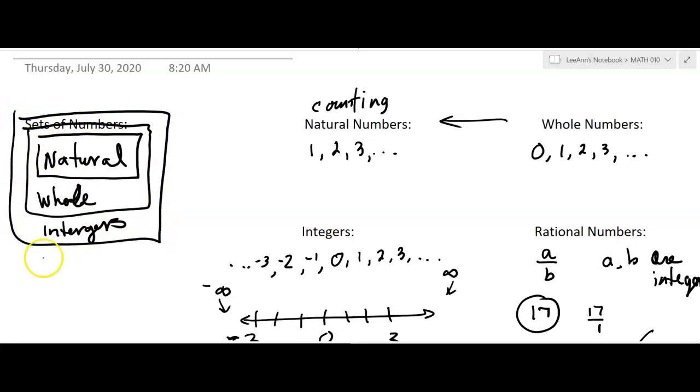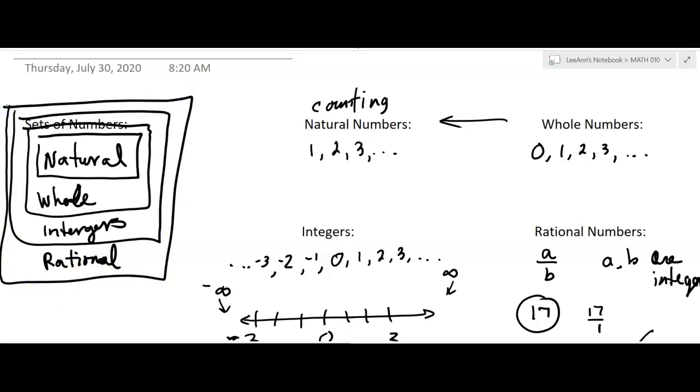And then we have the rational numbers. Rational numbers include all of the integers, plus then you've got those fractions and those decimals that either stop, terminate, or the decimals that repeat.